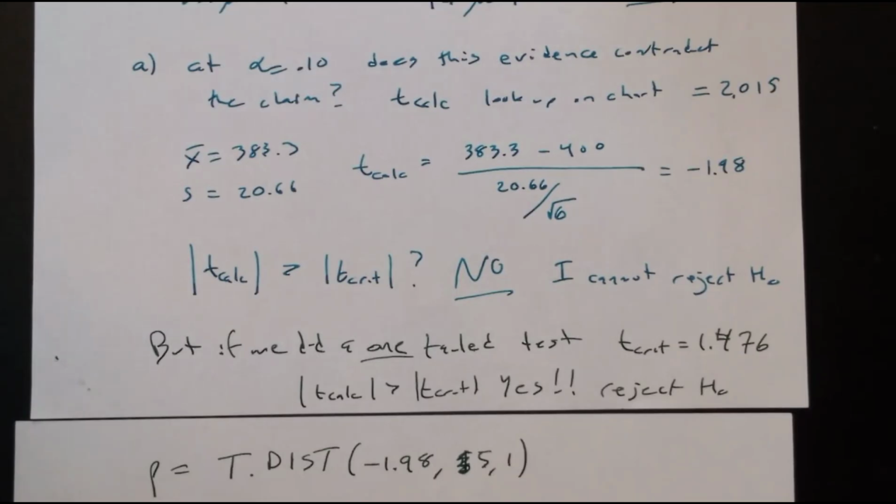Equals T.DIST(. Yes. X, then degrees of freedom, then 1, because I want the CDF. So negative 1.98, comma 5, comma 1. And I get 0.052. That's less than 10%, right?